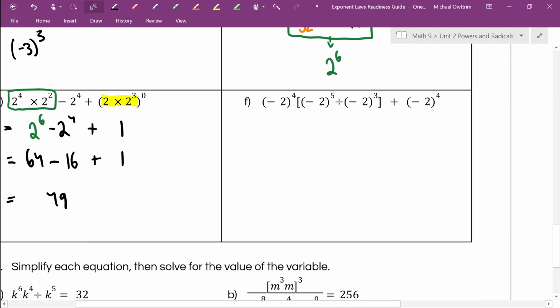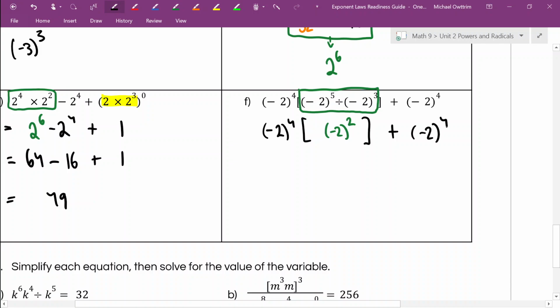Then finishing up here, we're going to start inside our brackets. So here we've got two powers with the same base. We're going to subtract their exponents. Next, we're going to do our multiplication of these two powers. They do have the same base, so we'll add their exponents. 4 plus 2 is 6.